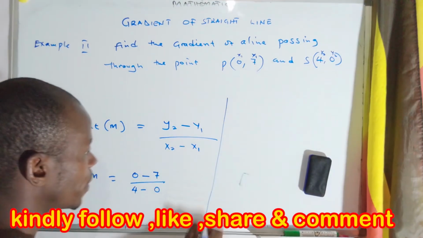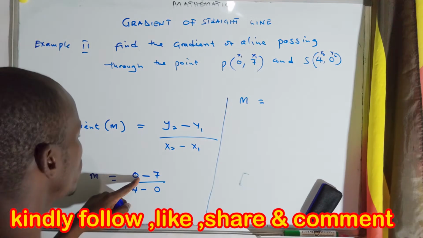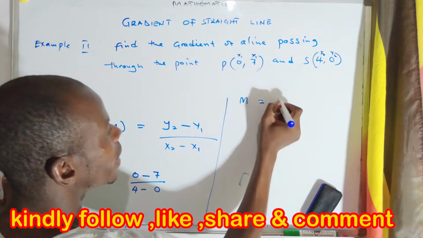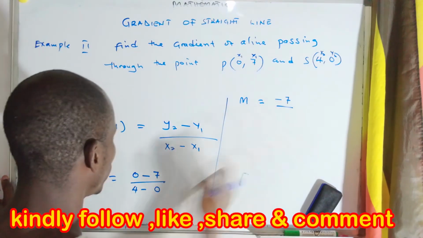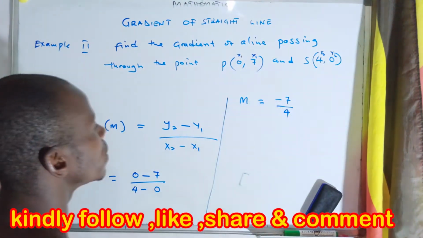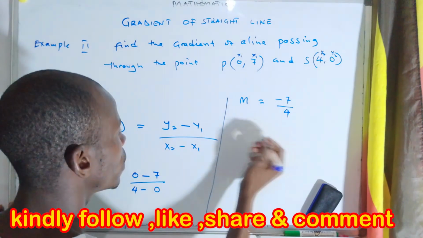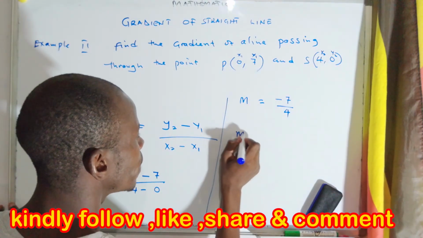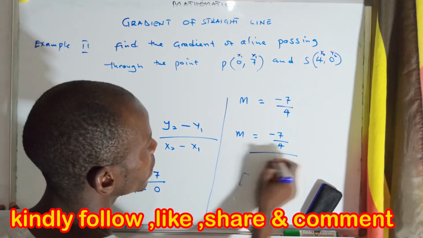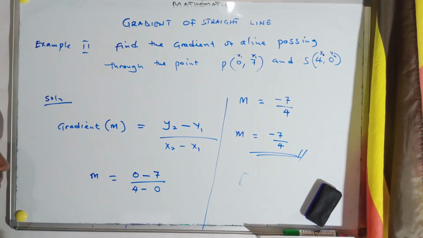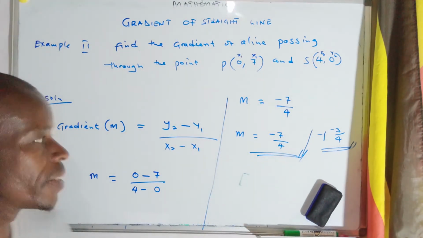So you come here, gradient, which is m, is equal to 0 minus 7, you get negative 7, out of 4 minus 0, you get 4. So here you get negative 7 out of 4. Therefore, gradient is equal to negative 7 out of 4. This is our negative. The gradient is negative 7 out of 4. As simple as that.